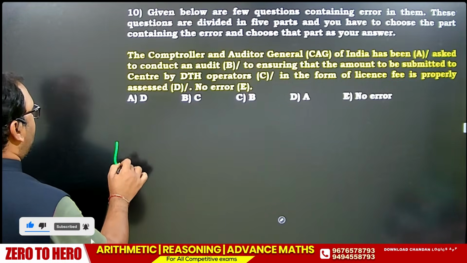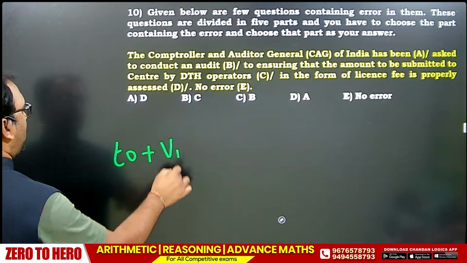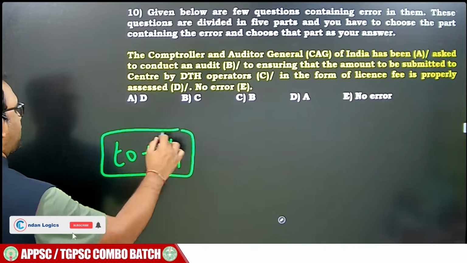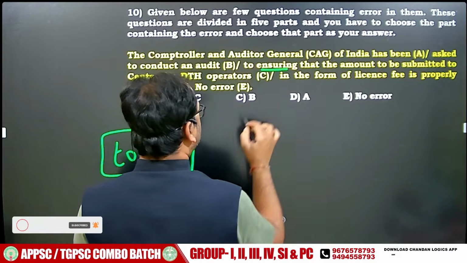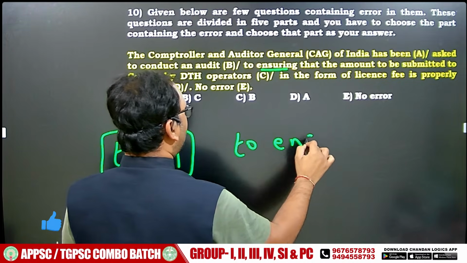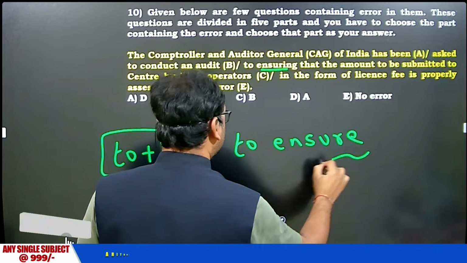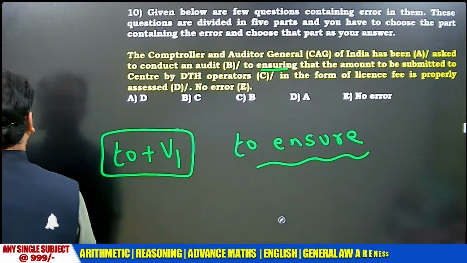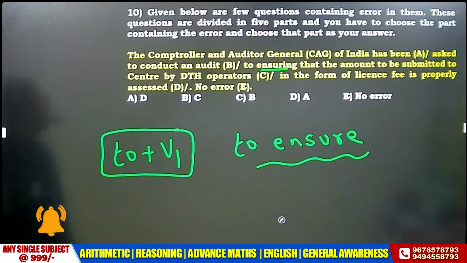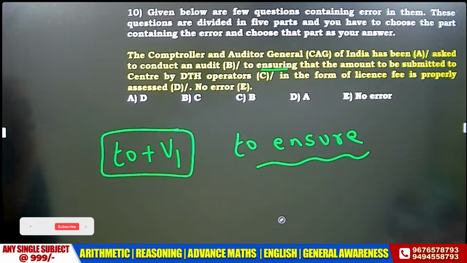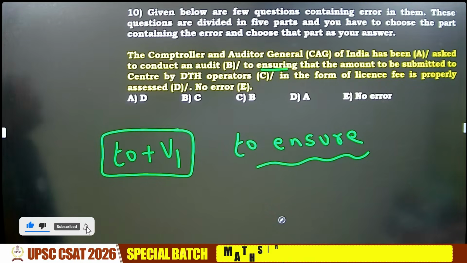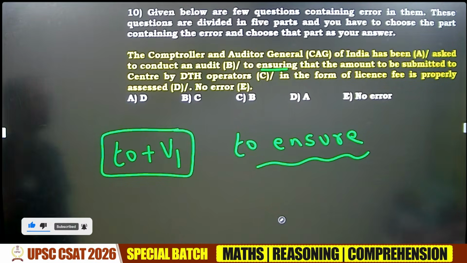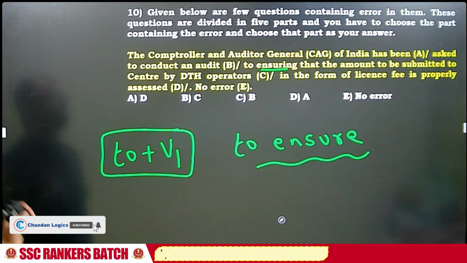The answer is already ready, no? We use a preposition to, the verb is in the first form. What do you think so? So to plus V1, easy answer. You don't say to ensuring, you better say to ensure. Easy, easy, easy. To ensure. How easy this is. You don't use past tense. You don't use gerund. Simple. To ensure. Easy.